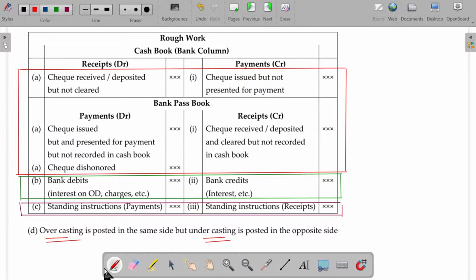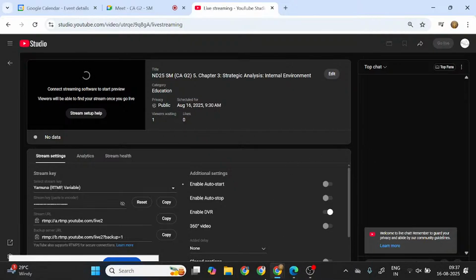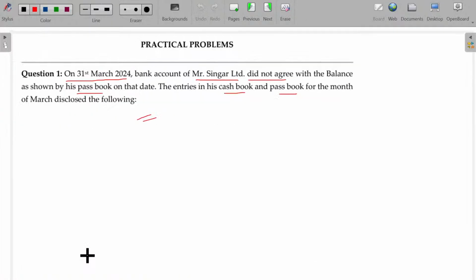So these are the reasons we have for the disagreement of the balance as per cash book. What are the credit items to add? Check related, bank credits, standing instruction. Similarly, what are the debit items? Check related, bank debits, standing instruction, only these three. Apart from that, we have overcasting, undercasting, and all. So you have to adjust those things. With that, you can easily understand how to solve this illustration. So what you have to do?